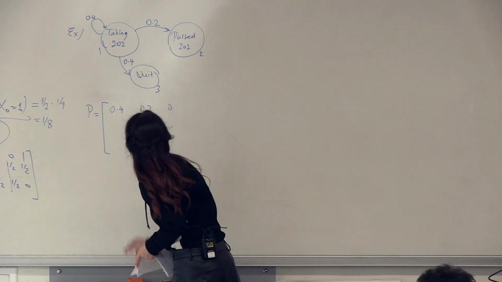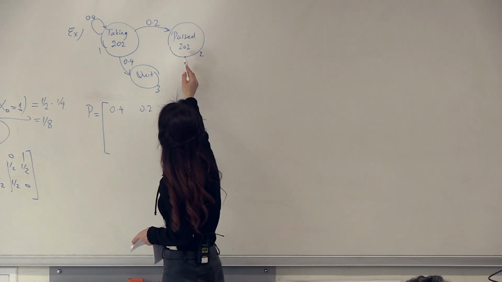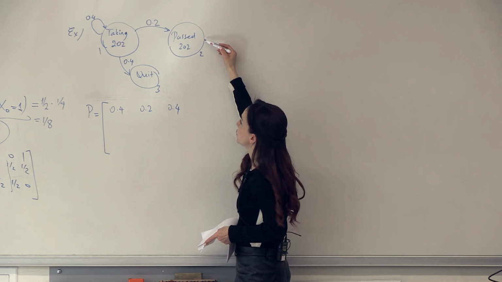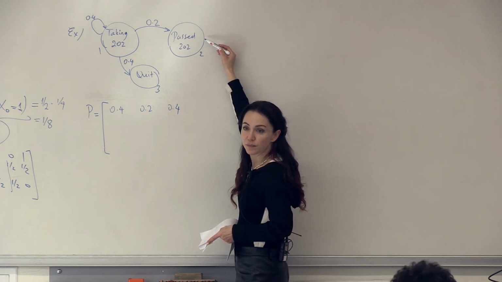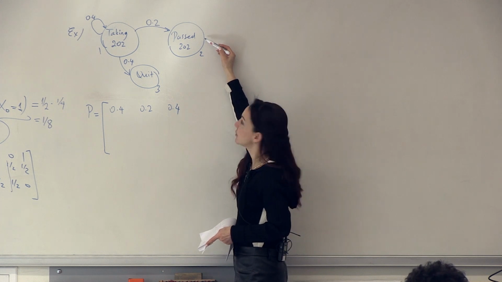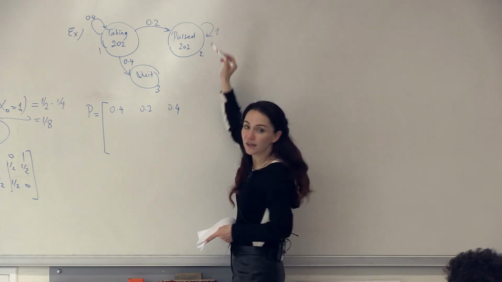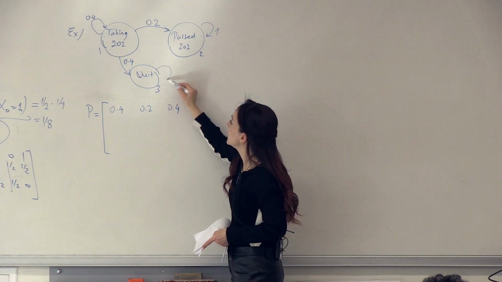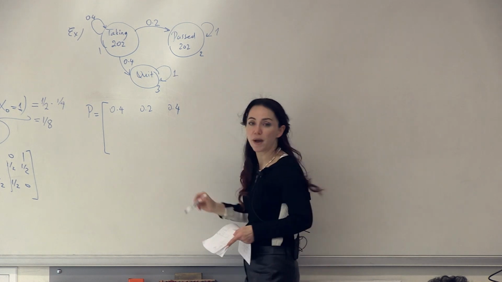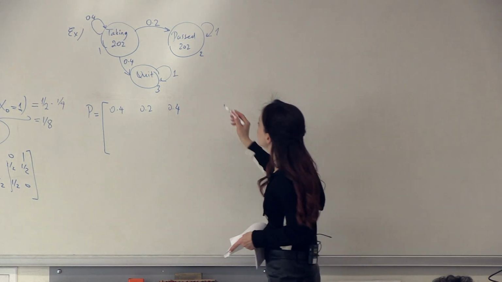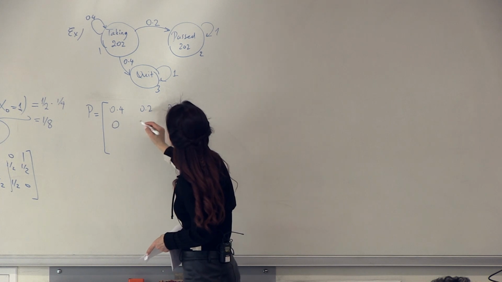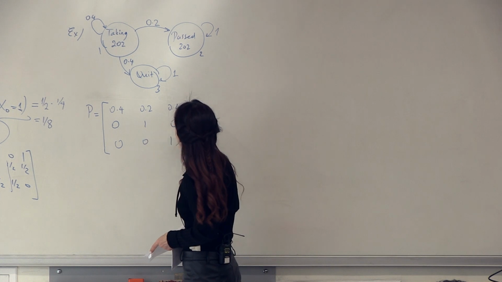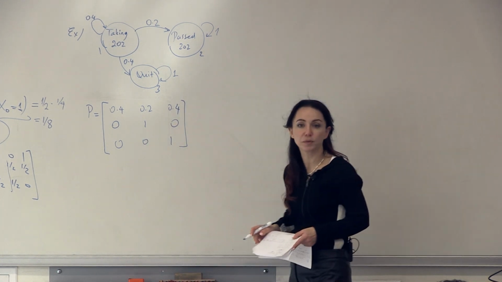0.2 again, 0.4 again. From 2, what is the transition probability from 2 to 2? Back to itself is 1, right? How about this state? Again, same. It transitions back to itself with probability 1. So then we have 0, 1, 0, and 0, 0, 1. That is my transition probability matrix.